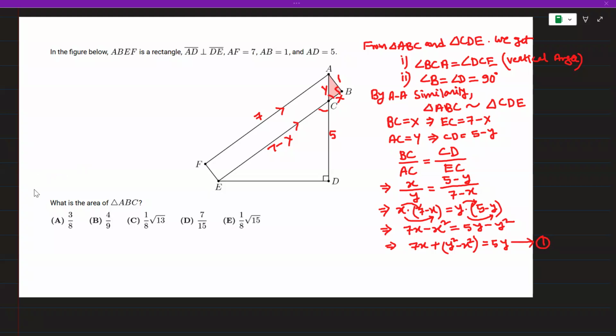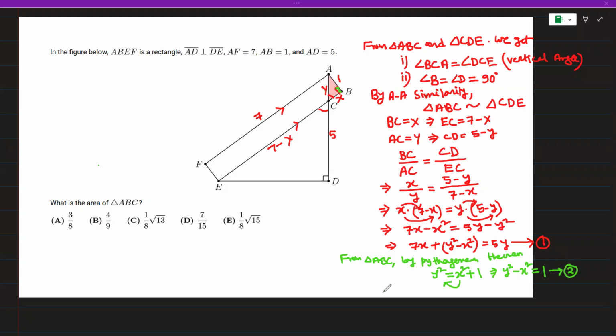So in triangle ABC, by the Pythagorean theorem, since this angle is 90, that means AC will be the hypotenuse. So from triangle ABC by the Pythagorean theorem, we can say that y squared equals x squared plus 1 squared, which is 1. So if we switch x squared to the left side, we can write that y squared minus x squared equals 1. This is our second equation.